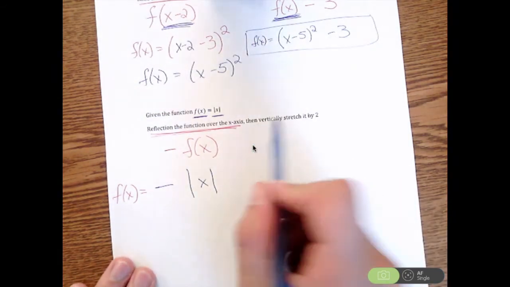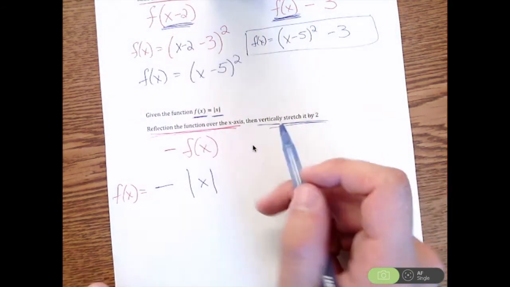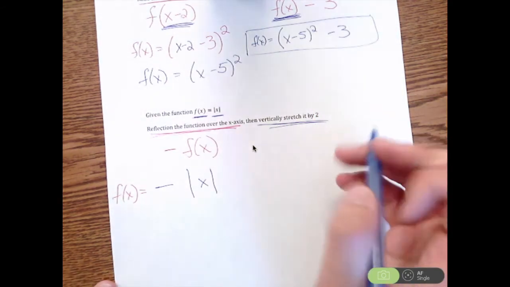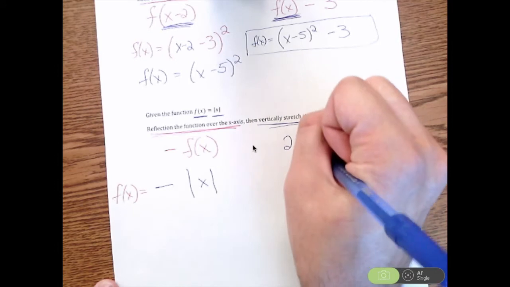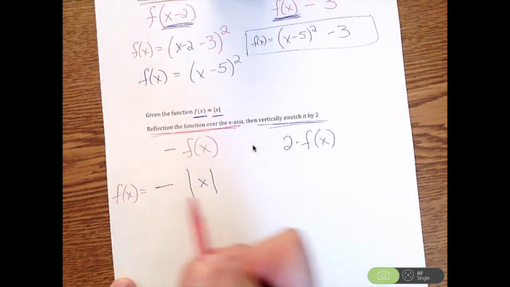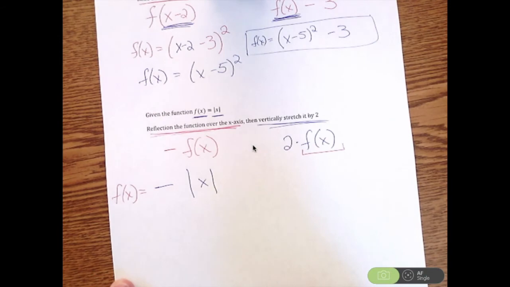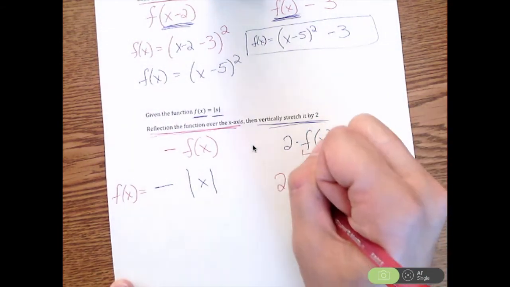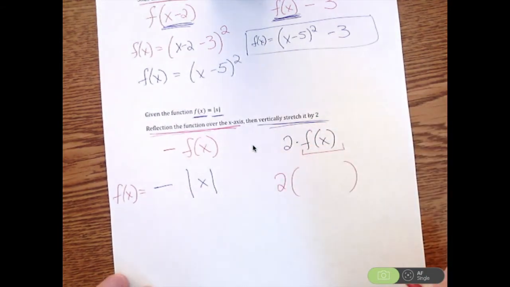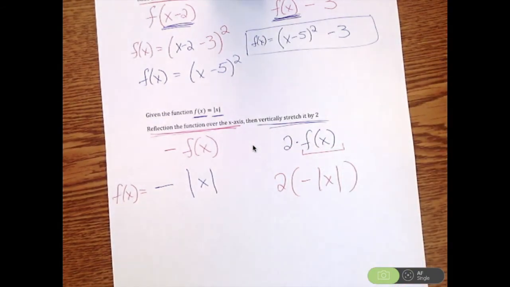The next step is I want to vertically stretch this by 2. So thinking back to the basic transformations of a and k, I know if I want to do a vertical stretch by 2, I'm going to do 2 times f of x. So I'm putting a 2 in place of a. So I'm going to take my new f of x function and plug it in for f of x. So I have 2, and then since I'm substituting, I'm going to plug in negative absolute value of x.